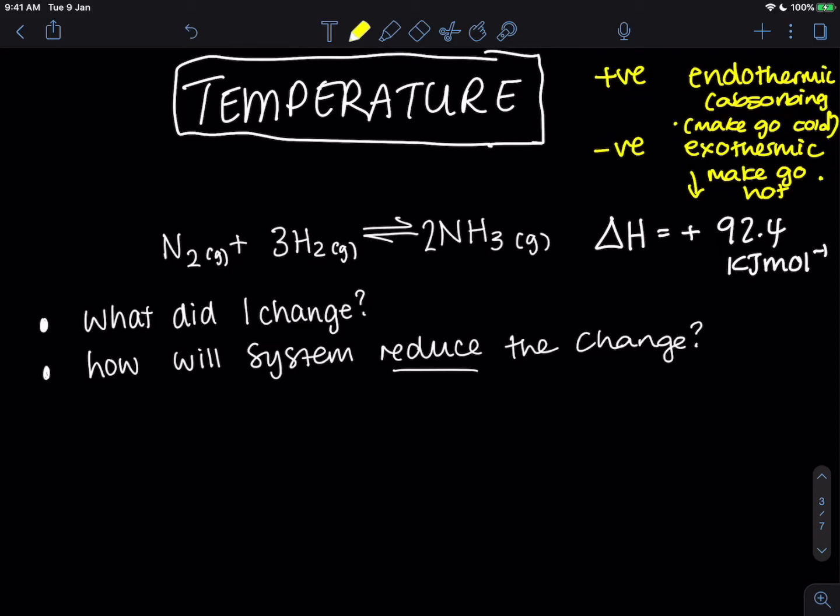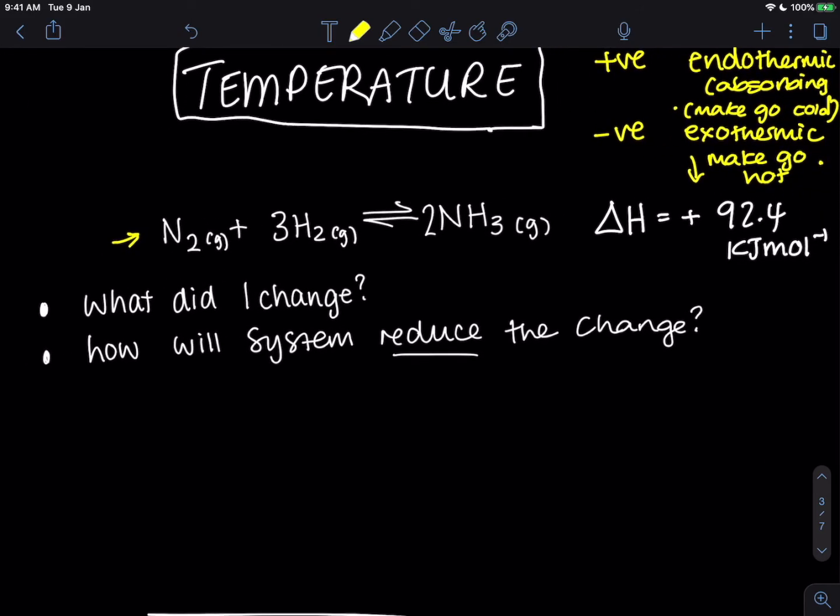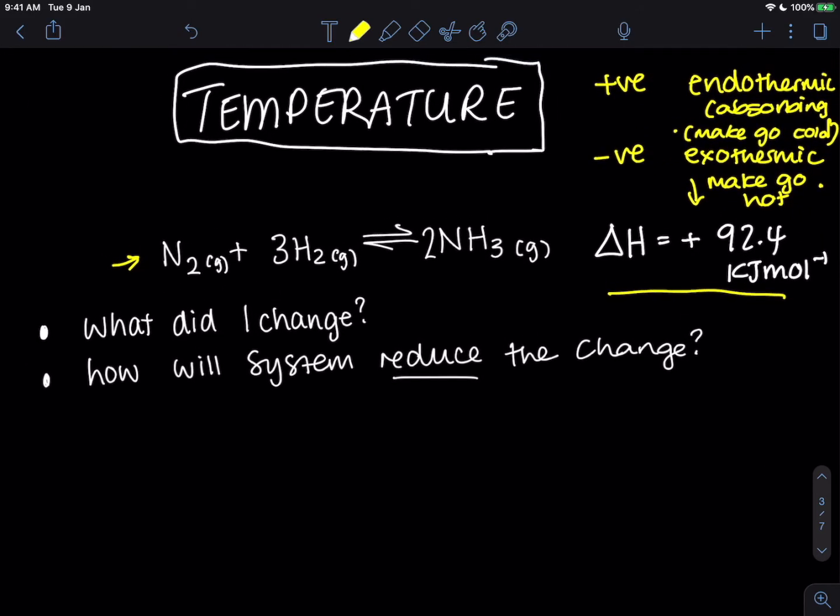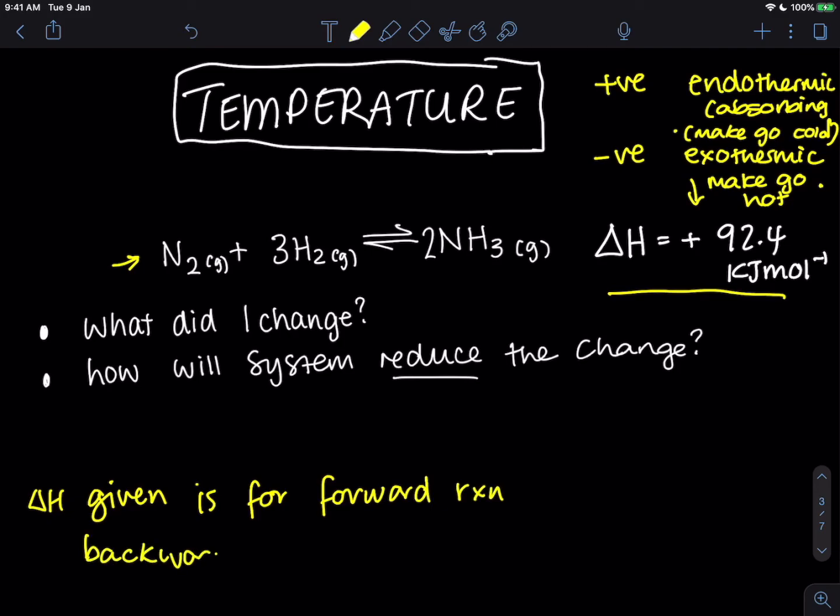Now, here we've got our reaction from before, and we can see here that our delta H is equal to positive 92.4 kilojoules per mole, which means that it is absorbing heat in the forward direction. So the delta H that you're given is always for the forward reaction. And they always come in pairs, which means the backwards reaction is the opposite. So in this case, my forward reaction forming ammonia is positive, so it's endothermic, but my backwards reaction, where the ammonia turns back into nitrogen and hydrogen, is exothermic. It must be exothermic because it is the opposite.